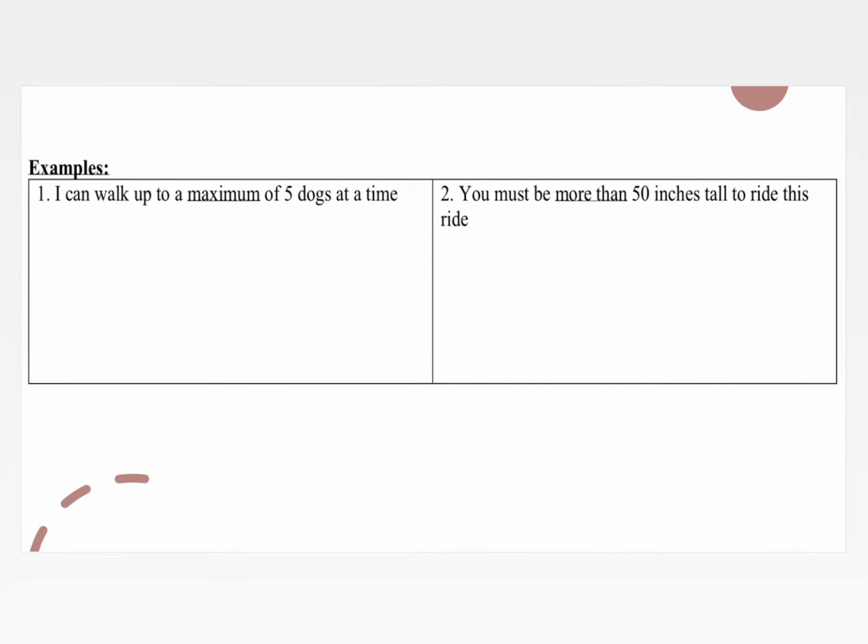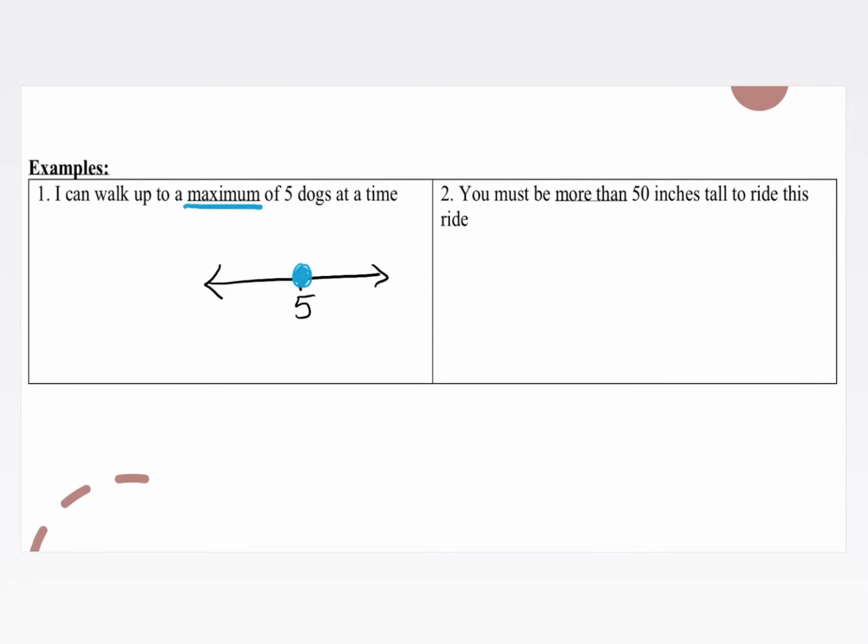Let's go through an example. Sometimes we might deal with actual word problems and we're asked to graph them. So in our first example, I can walk up to a maximum of 5 dogs at a time. So we're first going to draw our number line, label our 5. Now, quick question. If we look at our keywords here, we have a maximum of 5 dogs. Can I actually walk 5 dogs? Yes, I can. So I'm going to have a closed circle here.